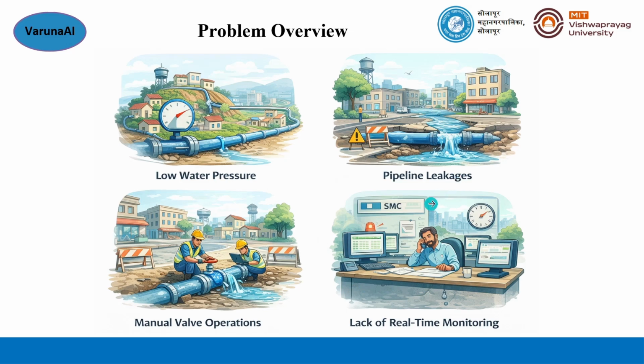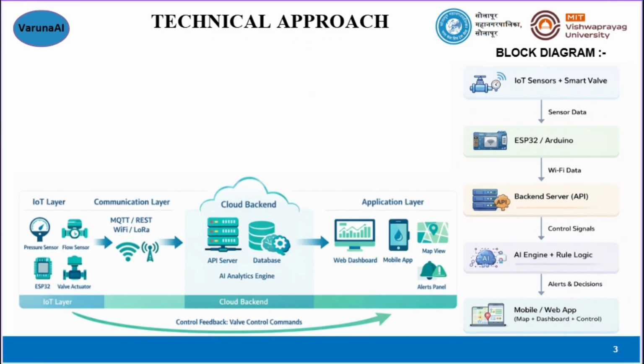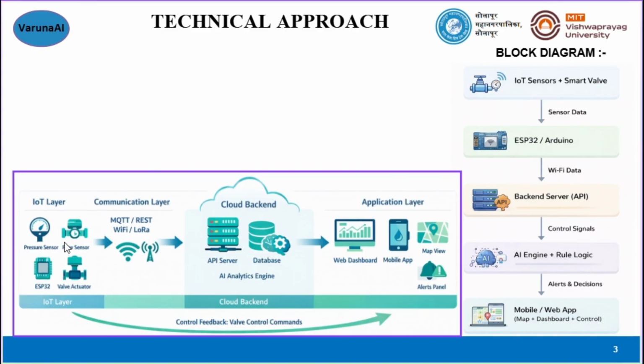To address all these challenges, we propose an IoT-enabled smart water pressure monitoring and management system. This is our proposed system architecture for an AI-powered smart water pressure management system. Starting from the left, the IoT layer, which includes pressure sensors, flow sensors, an ESP32 microcontroller and valve actuators. These components continuously collect real-time water data from the distribution network.